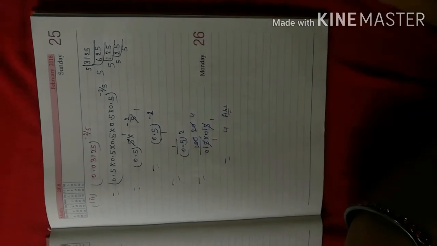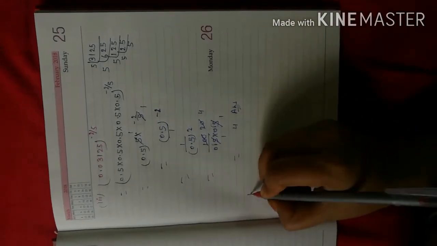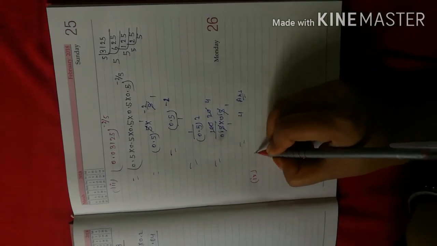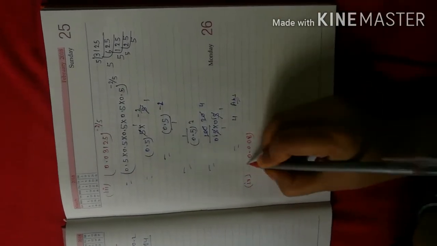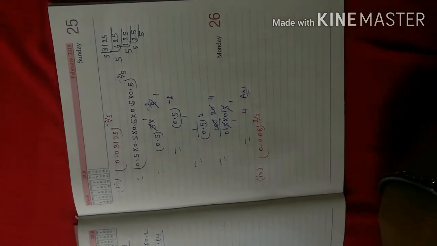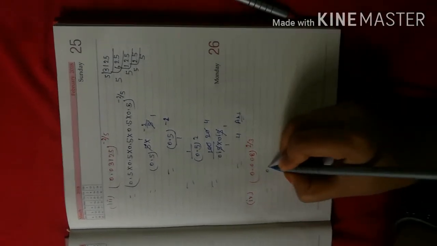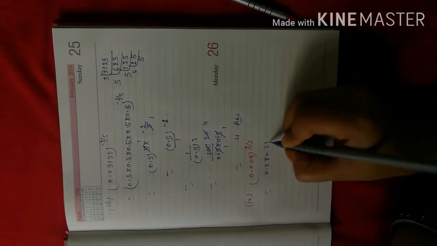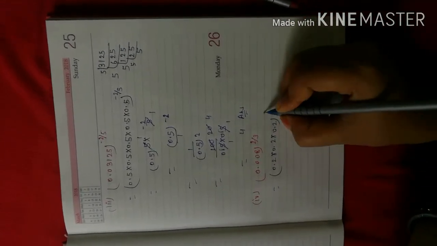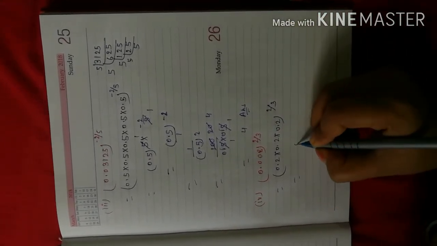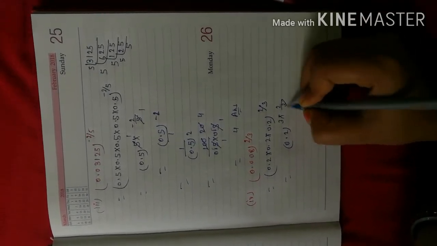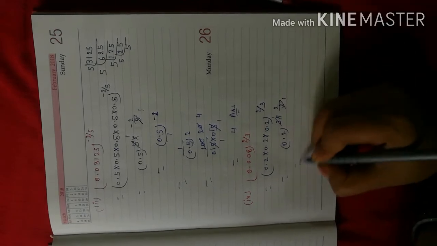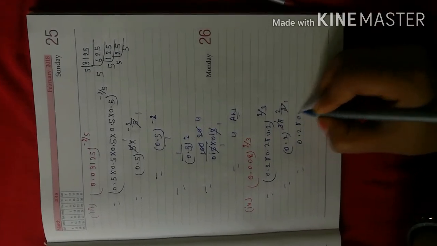Now we will do our fourth part. Fourth part is 0.008 whole to the power 2 by 3. Here also we can write 0.008 as 0.2 into 0.2 into 0.2 whole to the power 2 upon 3. This implies 0.2 whole to the power 3 into 2 by 3. The 3 will be cancelled, and now we can write 0.2 into 0.2.